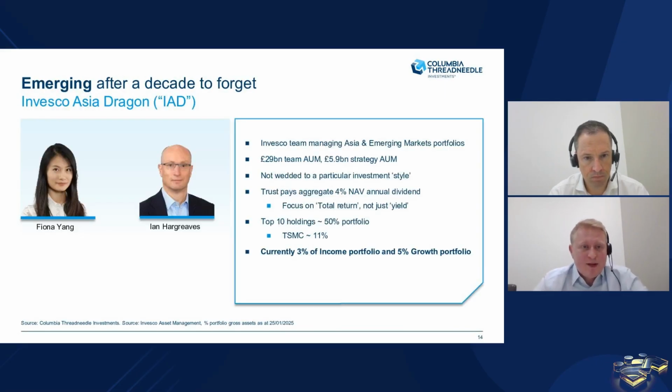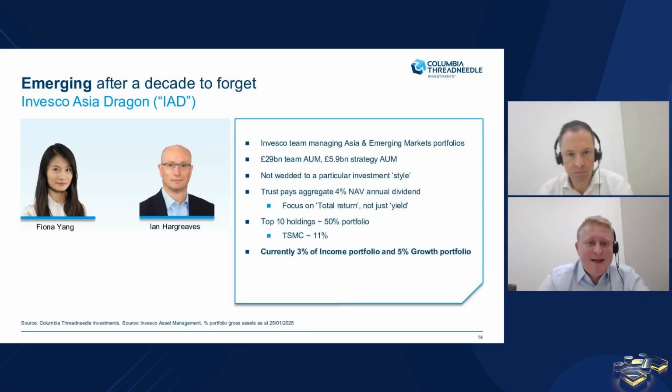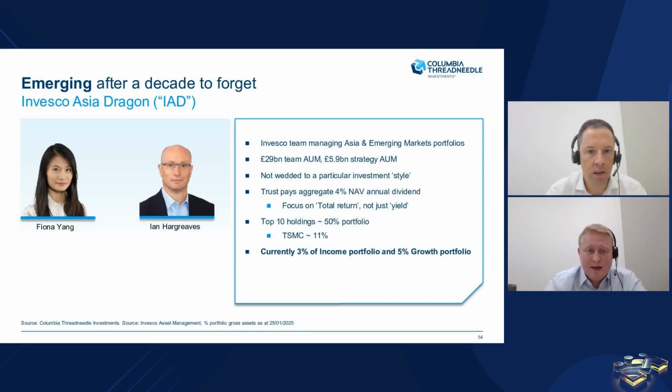So I've talked about Invesco Asia Dragon. Here it is, the case study. We've called this in our interim report, Emerging After a Decade to Forget. Now, Invesco Asia Dragon, we capture Asia and emerging markets as one, given the very high overlap between the regions. We think it's a very interesting trust. The Invesco Asia team manage almost 30 billion AUM, 5.9 billion in this single strategy. It's managed by Fiona Yang and Ian Hargreaves.